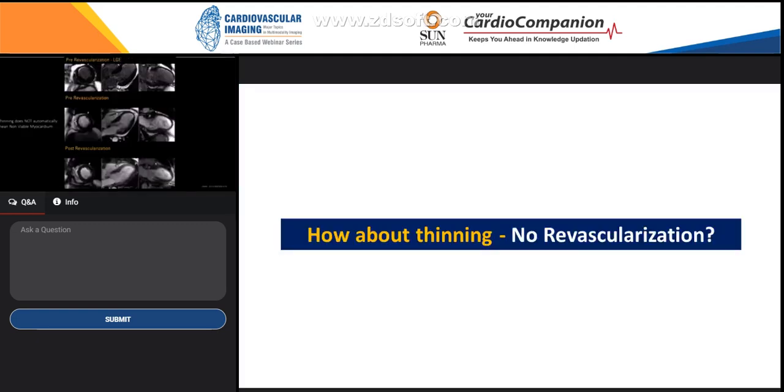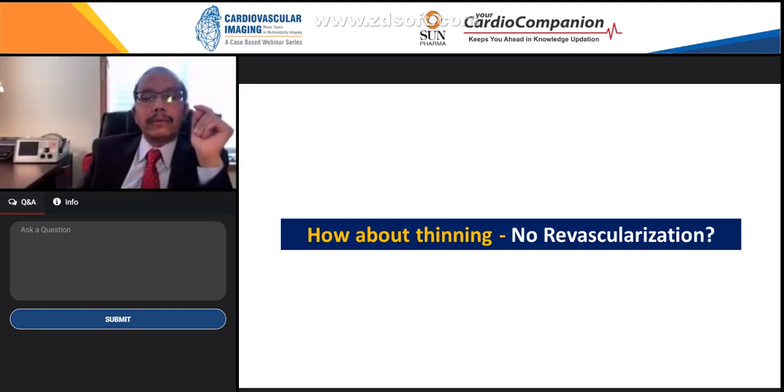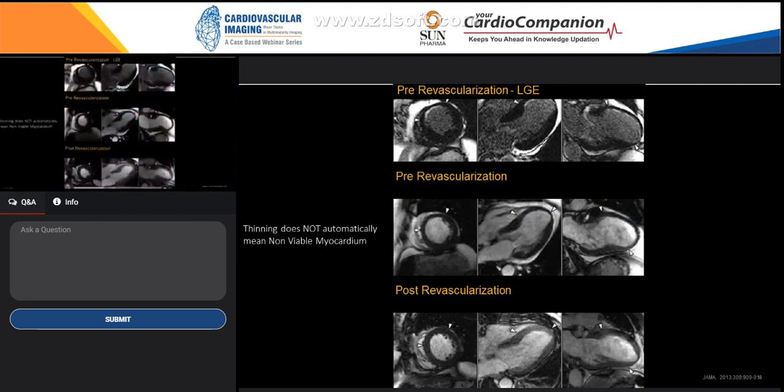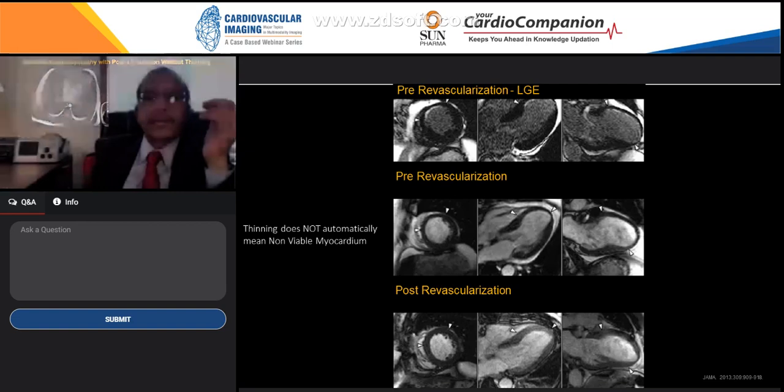Okay, here is another example. If you see on the top, that is the gadolinium panel. In the middle, the ones which are moving are the angiographic panels, pre-revascularization and post-revascularization. Again, you can see pre-revascularization in the middle panel, extensive thinning of the anterior wall, but not that extensive GAD in the top display. And you can see after revascularization, not only did the thickness come back, but the function also improved, not to normal, but a fair degree.